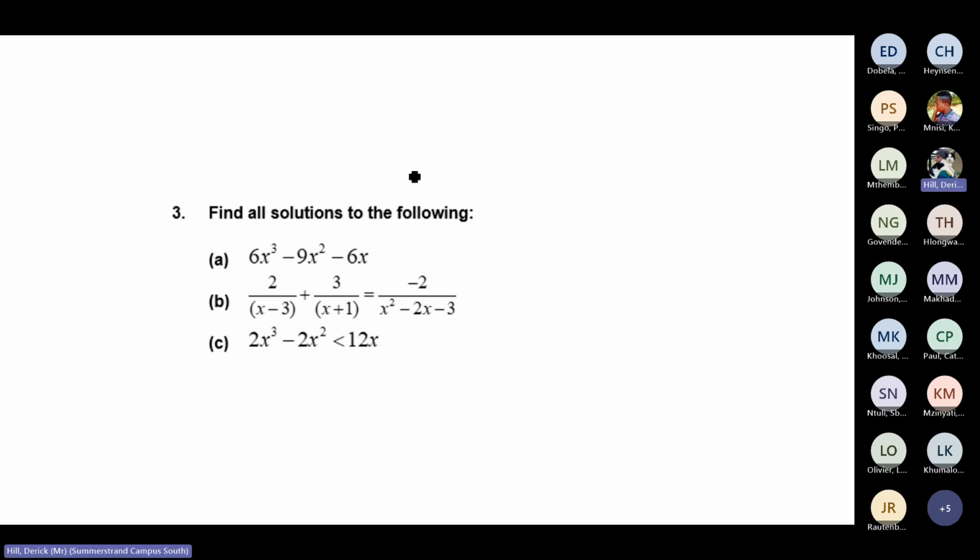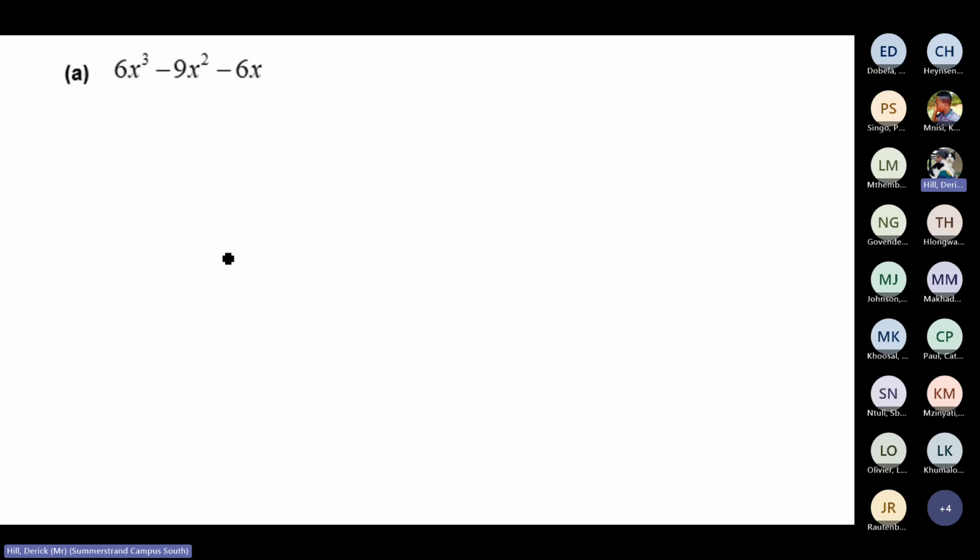All right, so question 3 says find all solutions to the following. So that means we want to find values or sets of values for the unknown variable, which is in this case our x's. All right, so let's start with 3a.